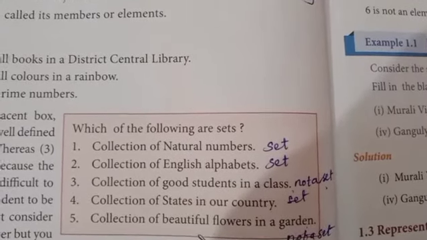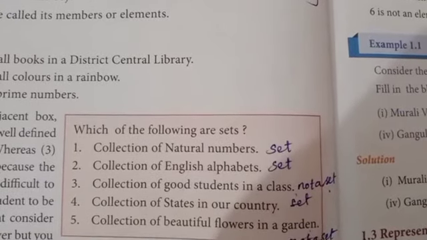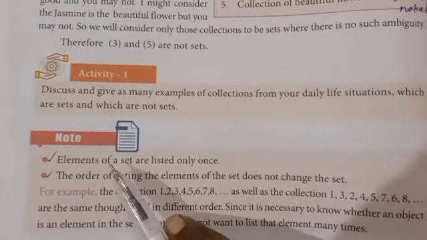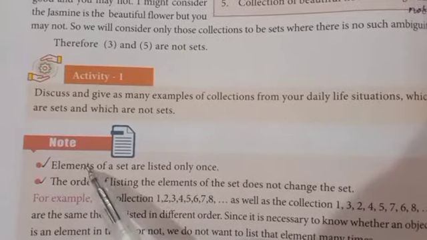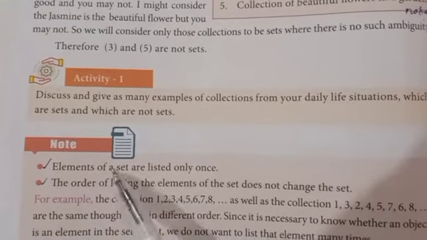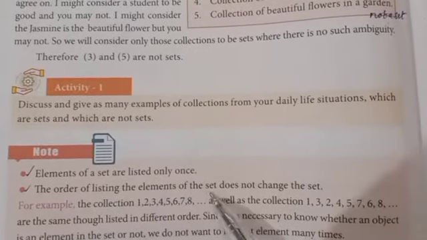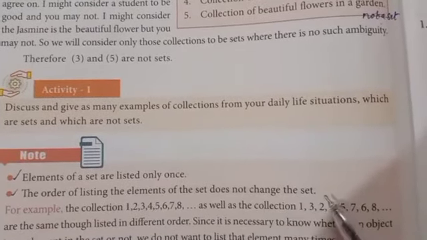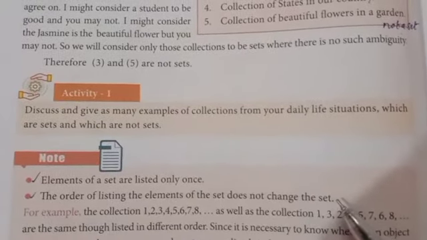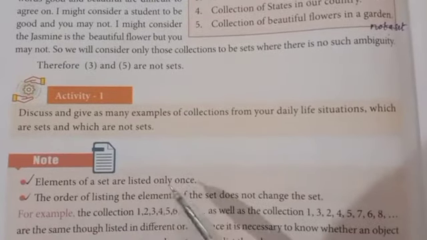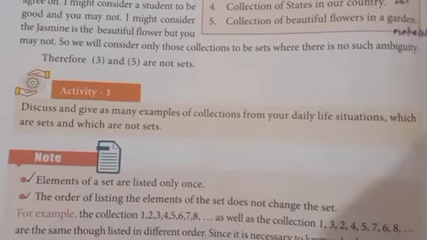Okay students, once again, what is the meaning of set? A set is a collection of well-defined objects. Some important points. Elements of a set are listed only once. The objects are the elements. The order of listing the elements of the set does not change the set. Inside the set we can write in any order. Remember these two points.